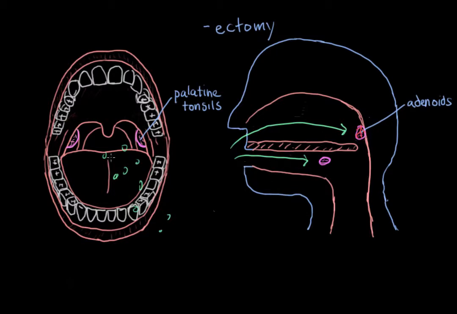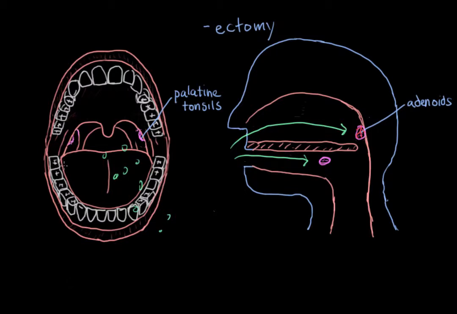Now, they're particularly important when we're young, as I said before, because our immune system is still developing. But as we get older, the tonsils actually will shrink up and shrivel to smaller size. So they may actually shrink to become barely visible near the roof of the mouth.